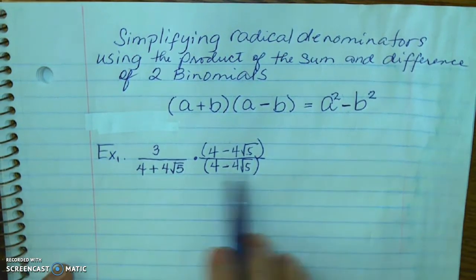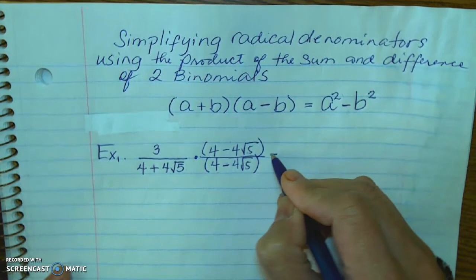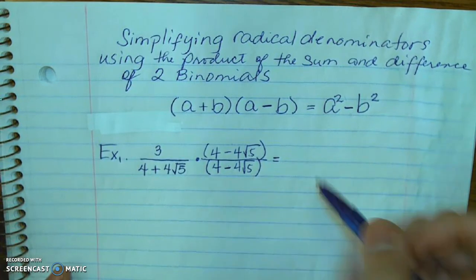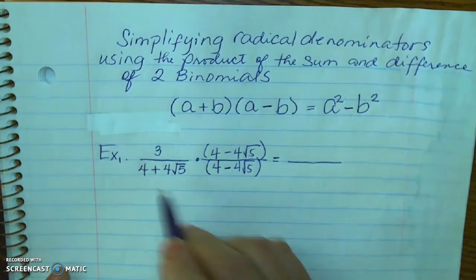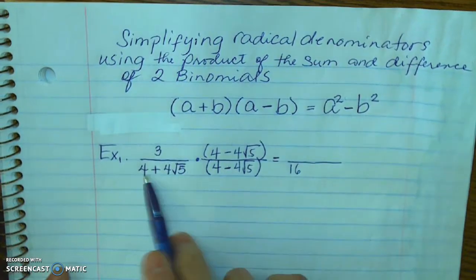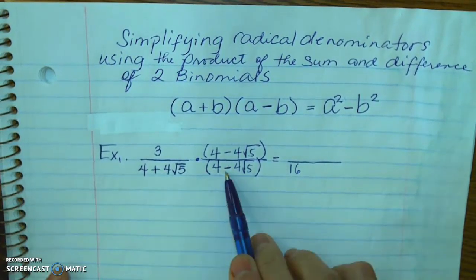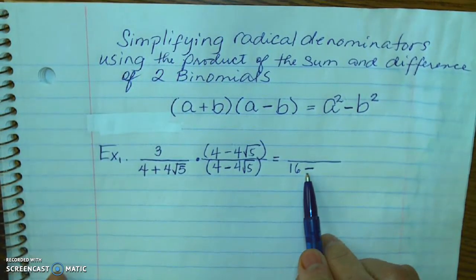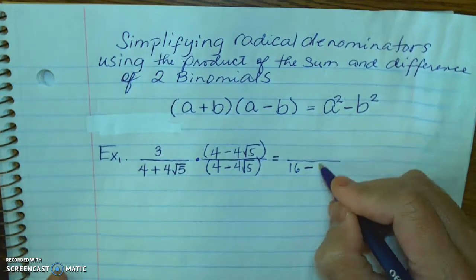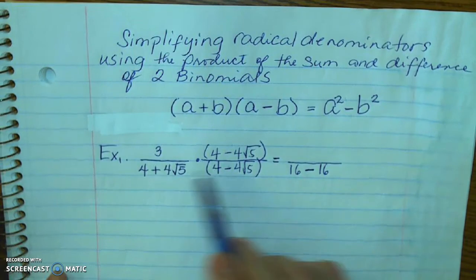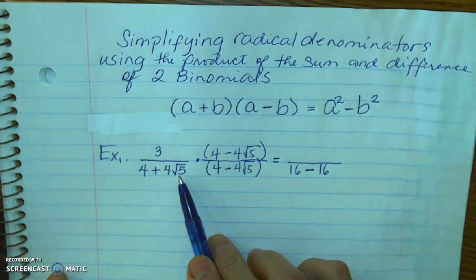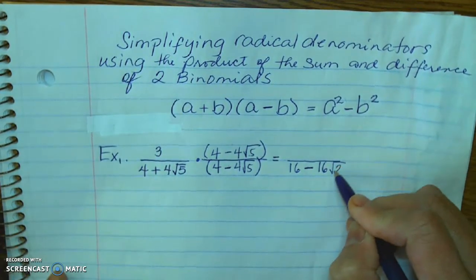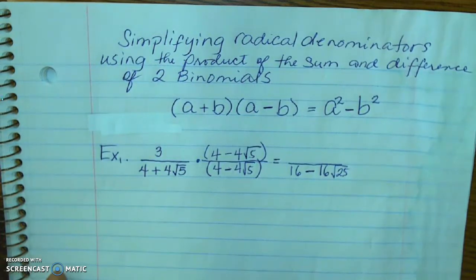So now, how do we solve this? According to this property, I need to square my first term. So at the bottom, I'm going to have 16 because 4 times 4 is 16. There is a plus and a minus, and the property says put that in a negative, and then I need to square this. The square of that is going to be 16 because 4 squared, or 4 times 4, is 16, and then the square root of 5 times the square root of 5 is square root of 25. That will be my denominator.